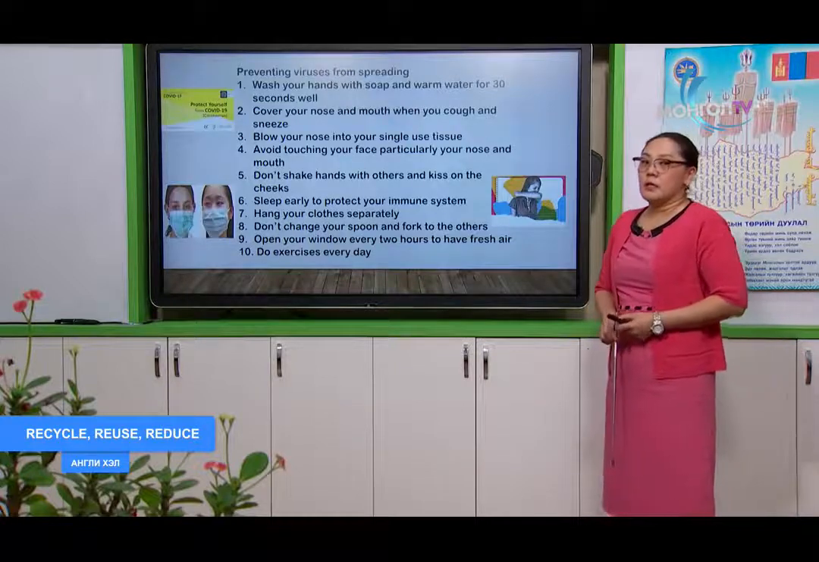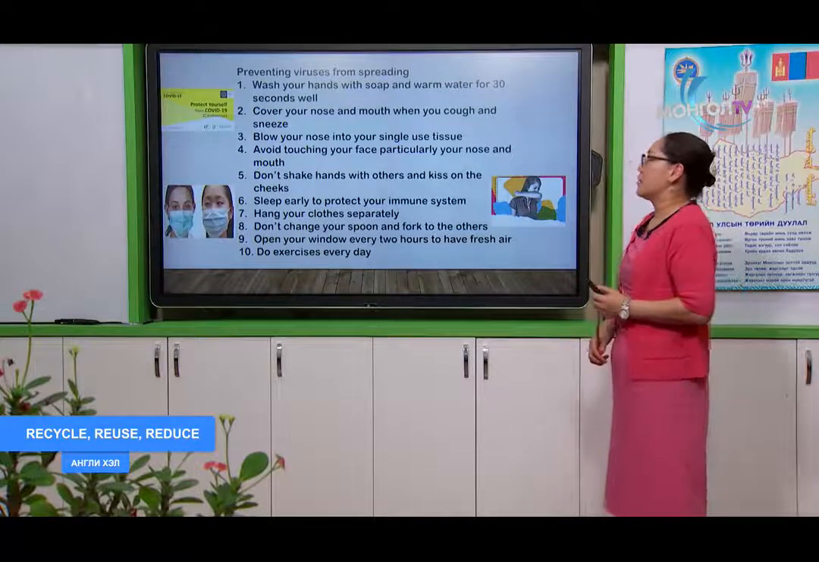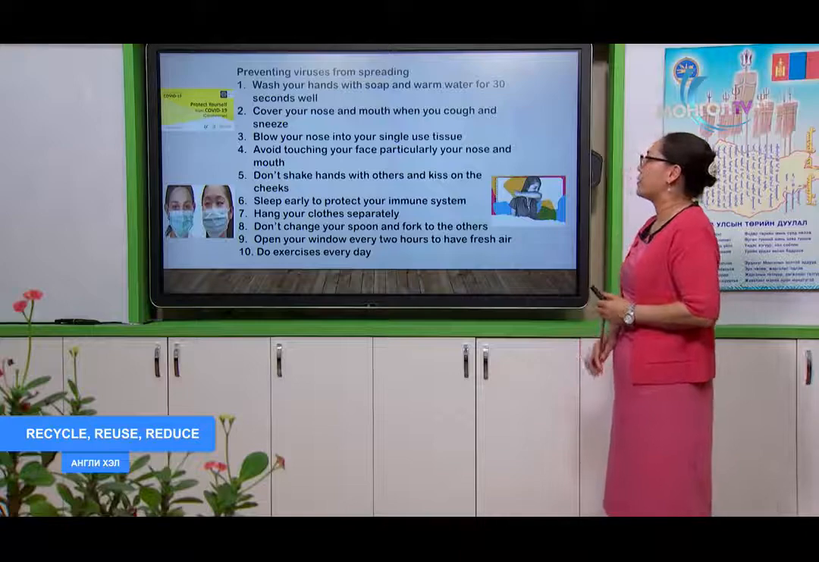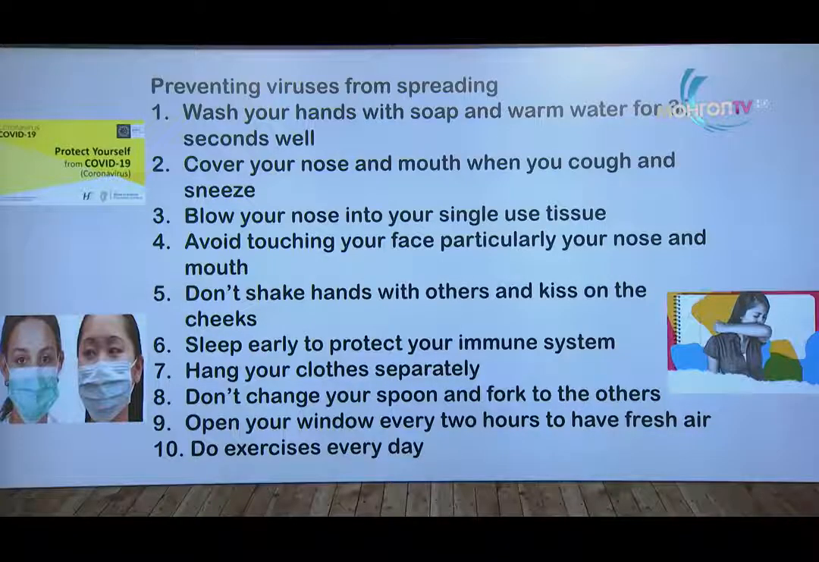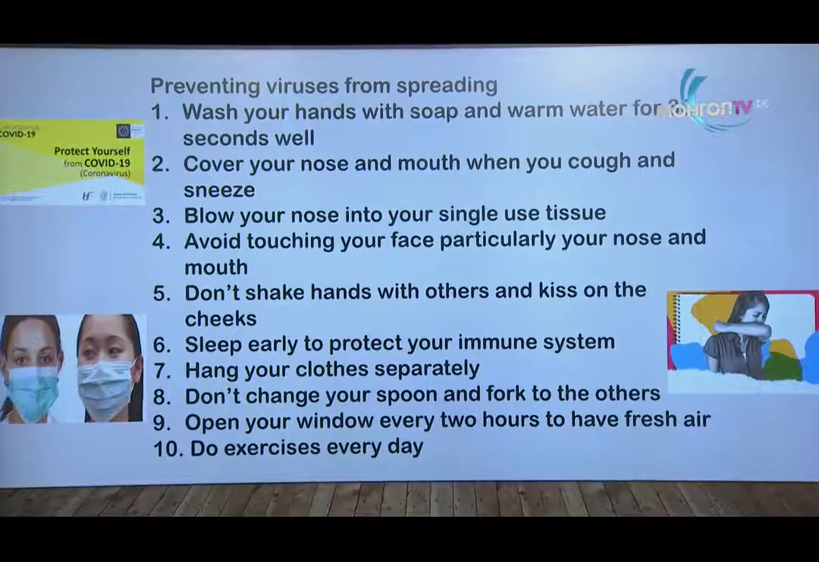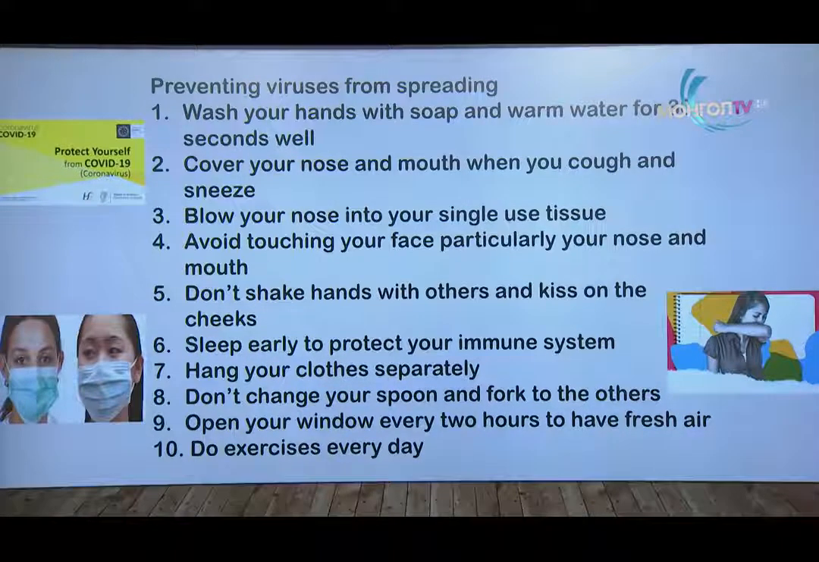Okay. So here we have the problem in the world, the COVID-19 virus. So I would like to talk about preventing viruses from spreading. So here is some advice for preventing viruses. First one is wash your hands with soap and warm water for 30 seconds well. It will help to prevent. Number 2 is cover your nose and mouth when you cough and sneeze.